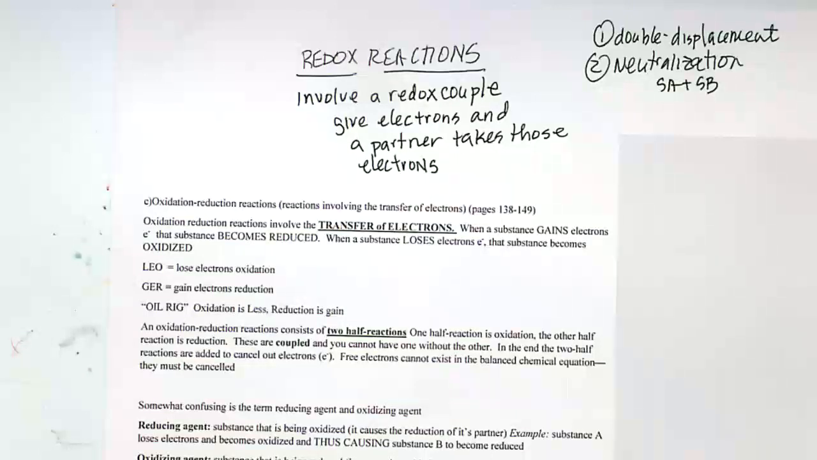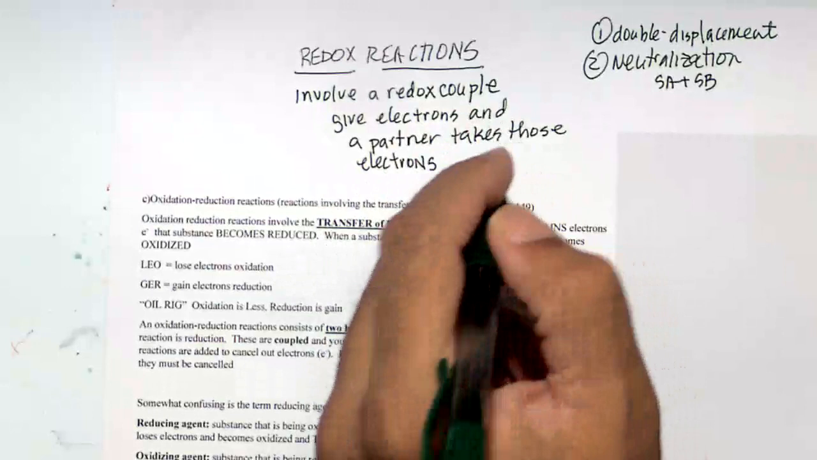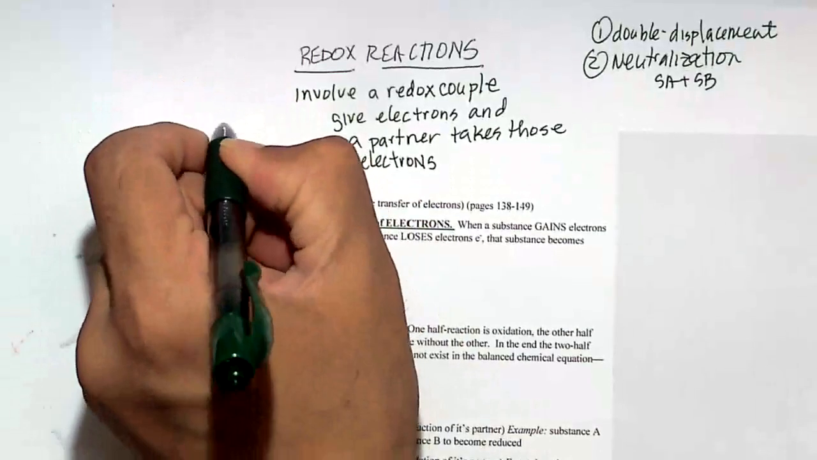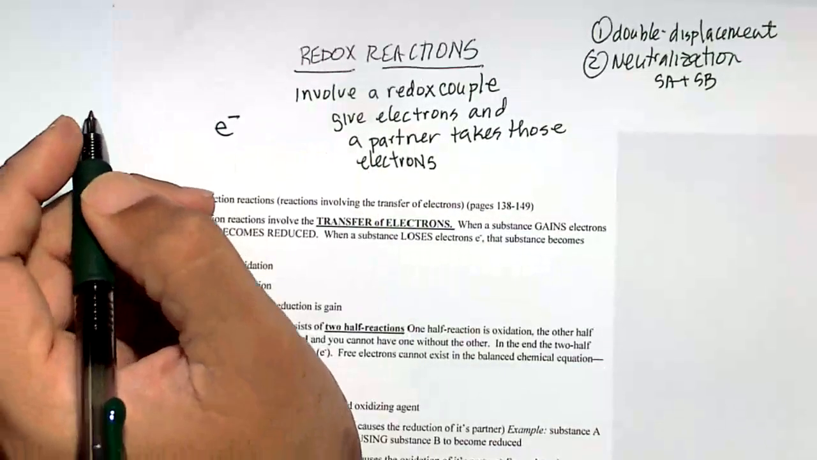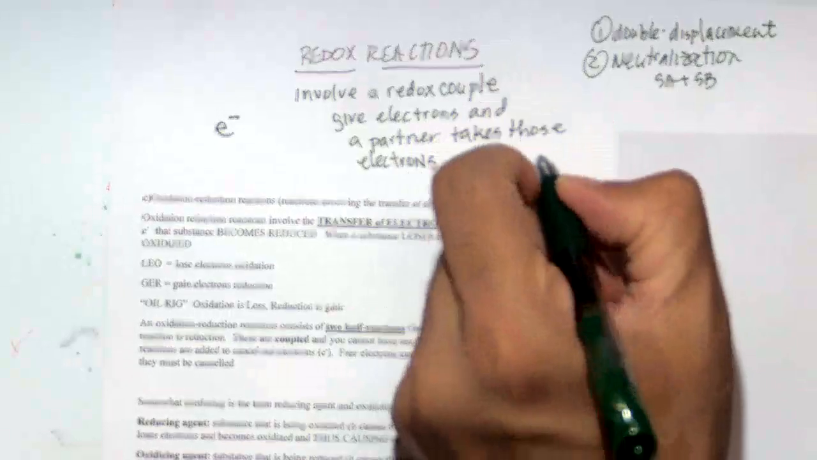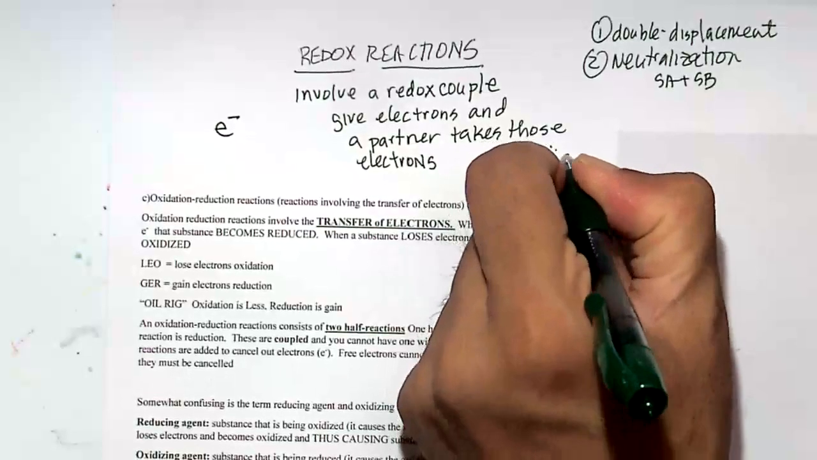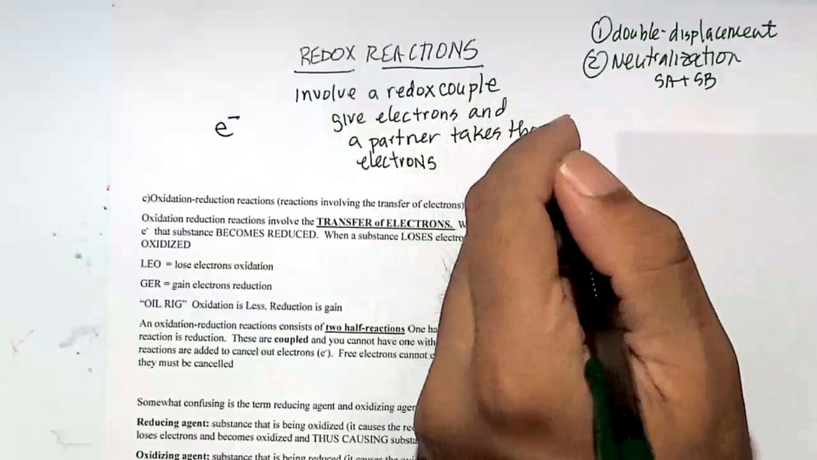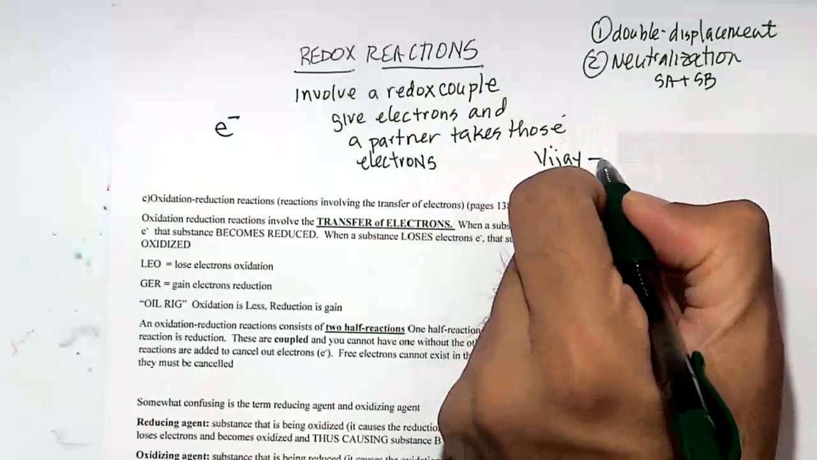So I can give 1 electron, I can give 2 electrons, I can give 3 electrons. I'm going to give you 1 electron. Remember, this is the transfer of electrons, and electrons are E minus. So I'll give you just 1 electron. All right, so I'm VJ. I'm going to give an electron away.